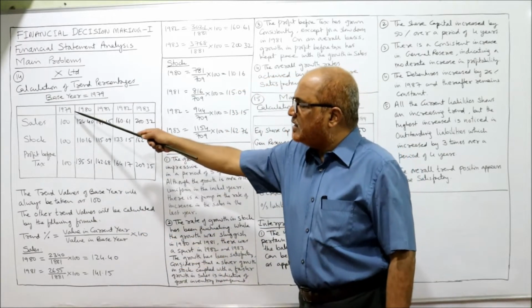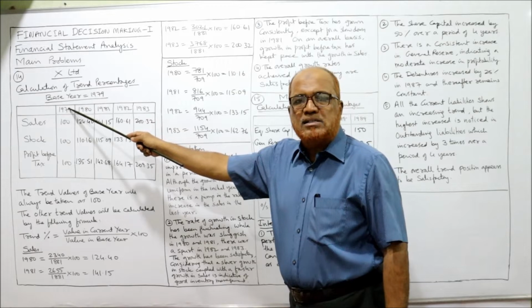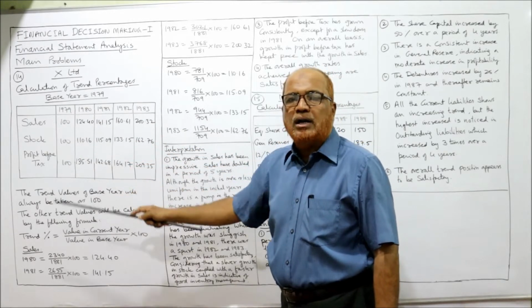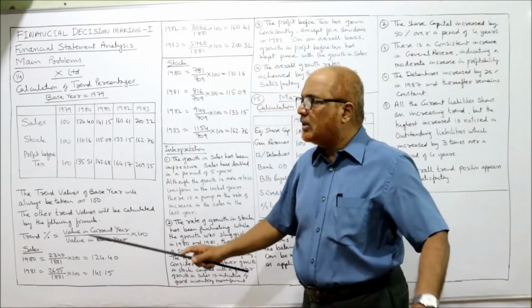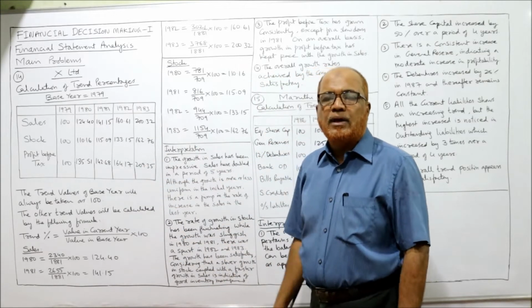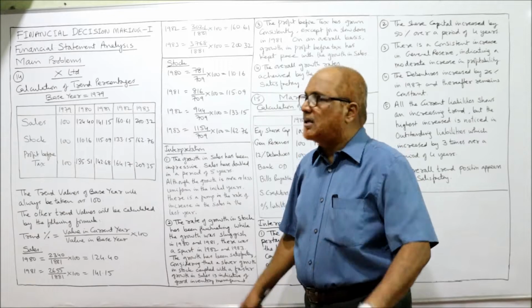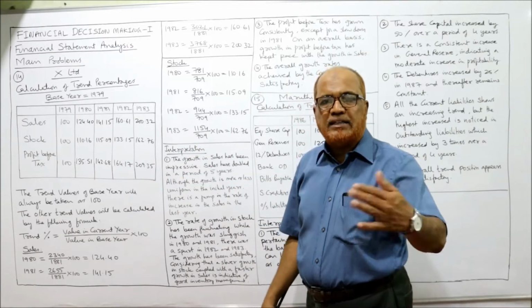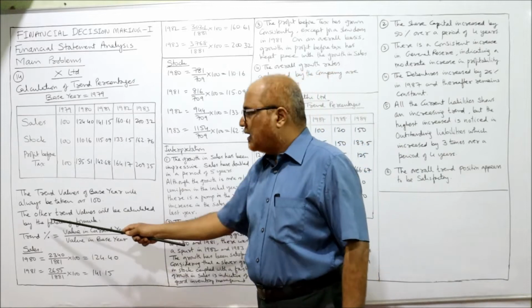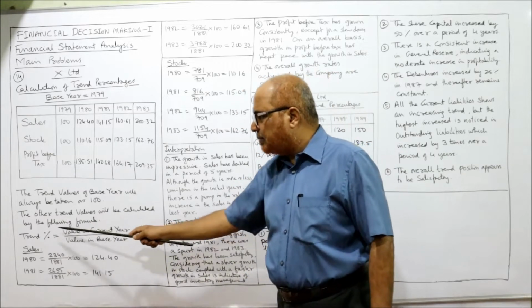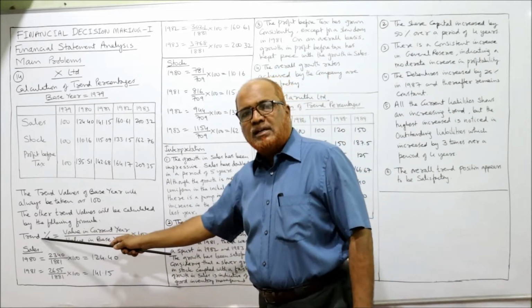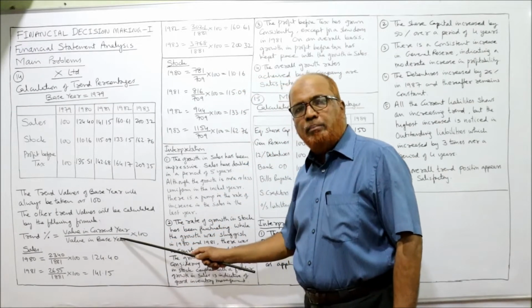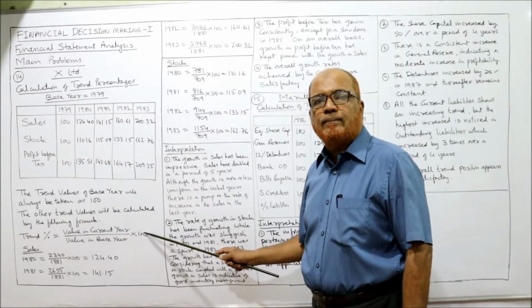The base year is 1979. So for 1979, we take 100 for sales, 100 for stock, 100 for profit before tax. All the values will be taken as 100. Now we need the trend percentages of other years. So how to find out the trend percentage of other years? See the formula. The other trend values will be calculated by the following formula. Trend percentage is equal to value in current year divided by value in base year into 100.